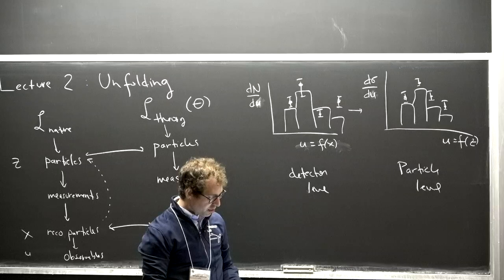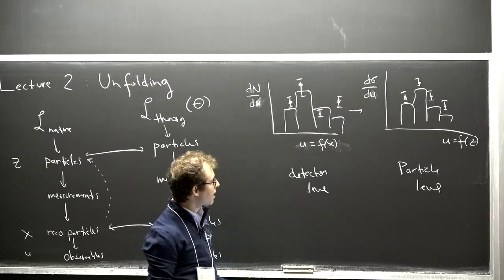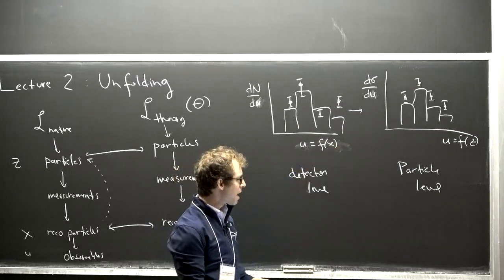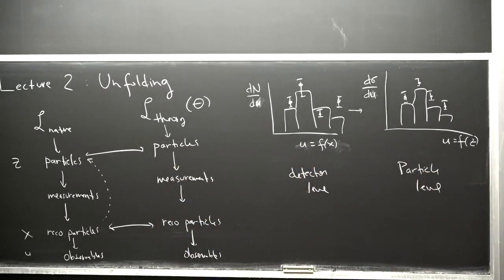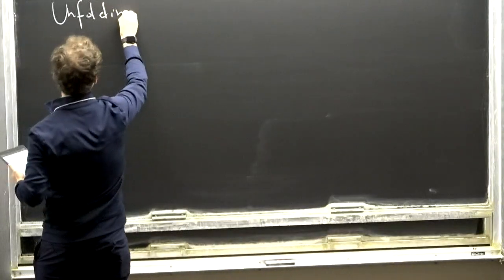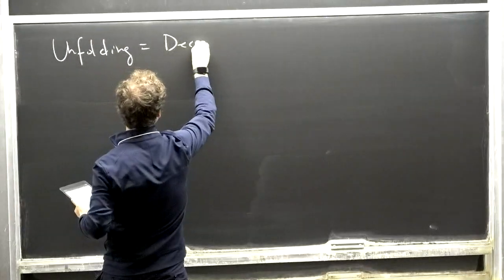The challenge, which I'm going to spend a little bit of time talking about, is that going from here to here is an ill-posed problem. I'll explain in a minute what I mean by ill-posed, but we're going to do as best we can, given that constraint. Going from here to here, we call it unfolding. In statistics, they would call this deconvolution. Convolution is like smearing, going from particles to measurements, and backwards is deconvolution.